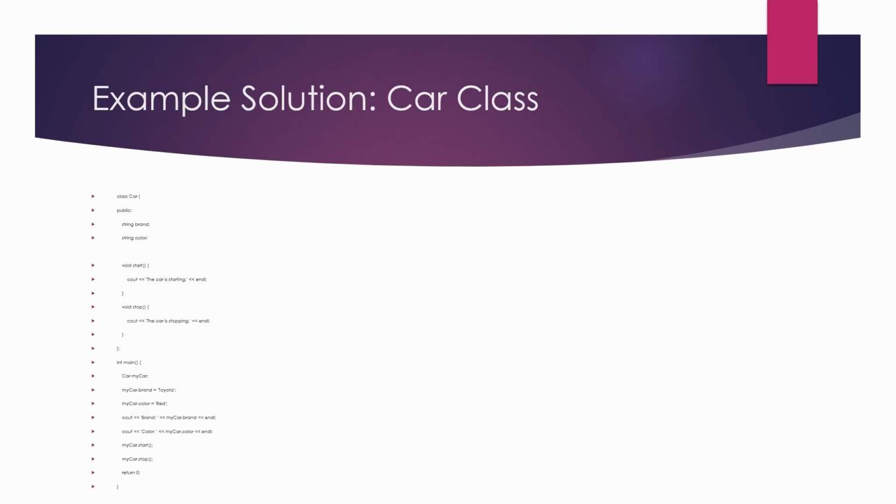Let's go over an example solution. In this code, we create the Car class with attributes brand and color and methods start and stop. The start method will print a message indicating that the car is starting, while the stop method will display a message that the car is stopping. You can see how we create the myCar object and use its attributes.